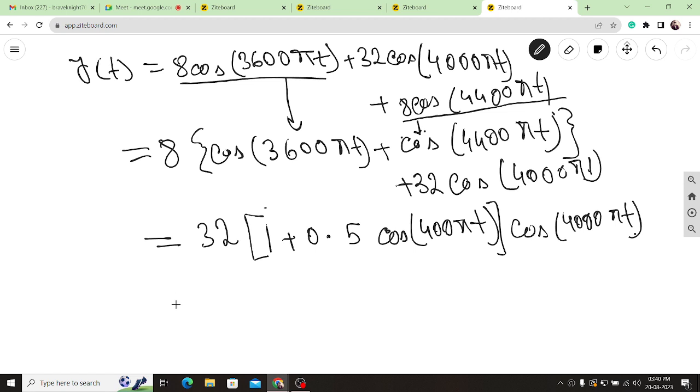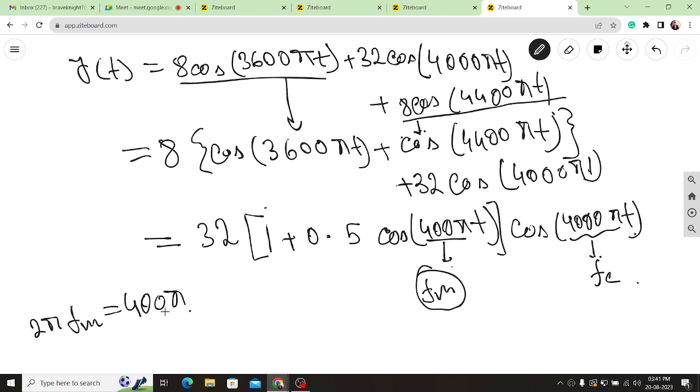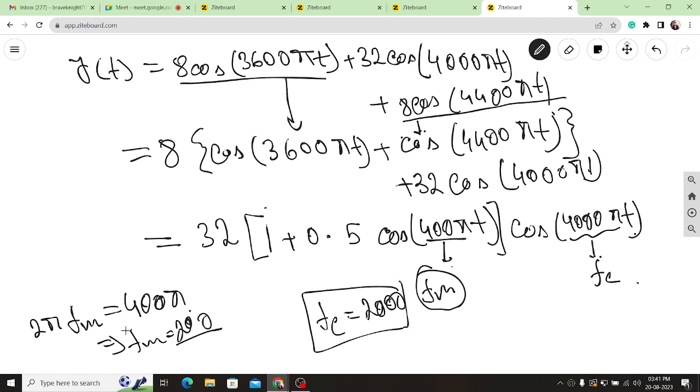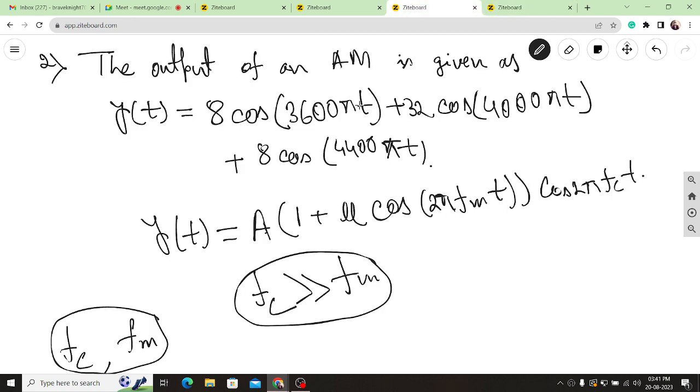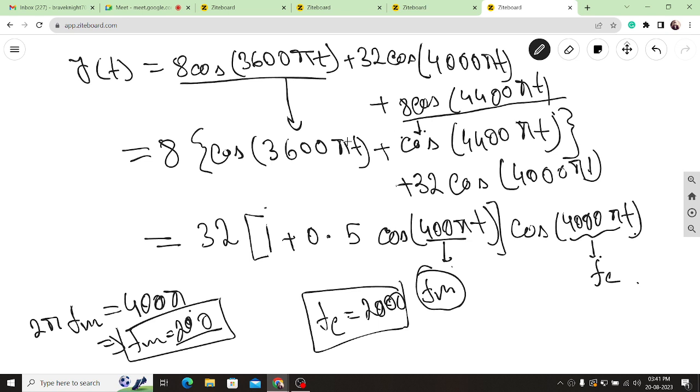And from here you can find that this is the fm and this is the term that contains fc. So 2 pi fm is equal to 400 pi and fm is equal to 200. Similarly, fc is equal to 2000. So this is the way. If you are given this sort of signal, you have to decompose this signal and use the formulas to get this sort of equation.